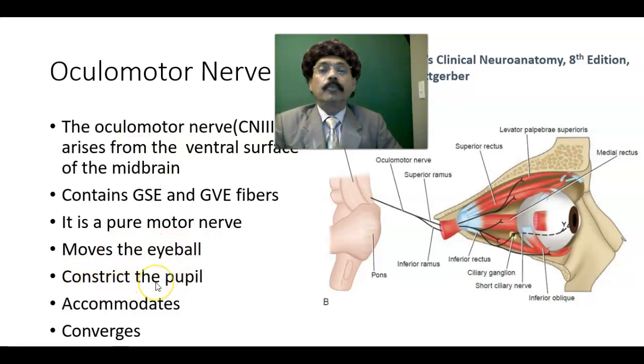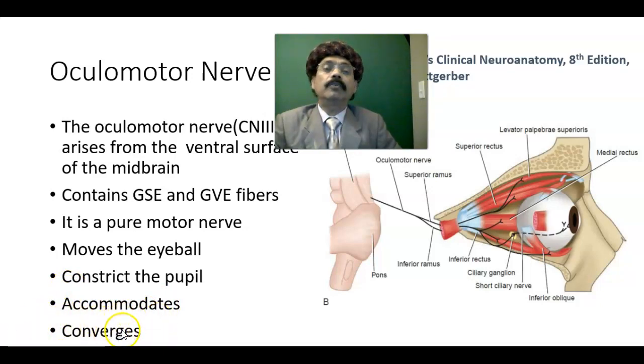So it constricts the pupil because we get the innervation from the oculomotor nerve to the sphincter pupillae via the ciliary ganglion, and that is essential for constriction of the pupil. It accommodates because it works on the ciliary muscle that maintains the convexity of the lens of the eye, and that will increase the refractive power of the lens. So that is done by the oculomotor nerve.